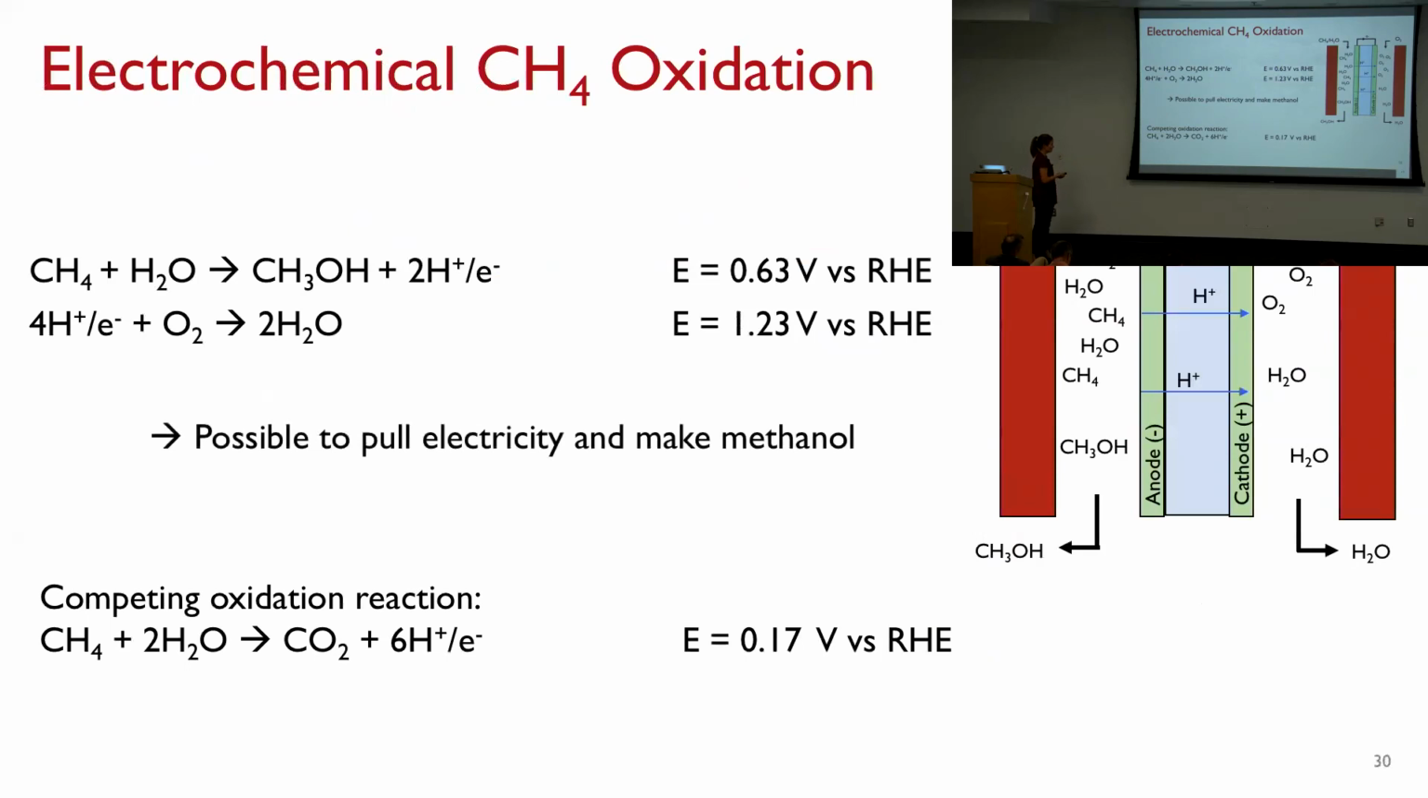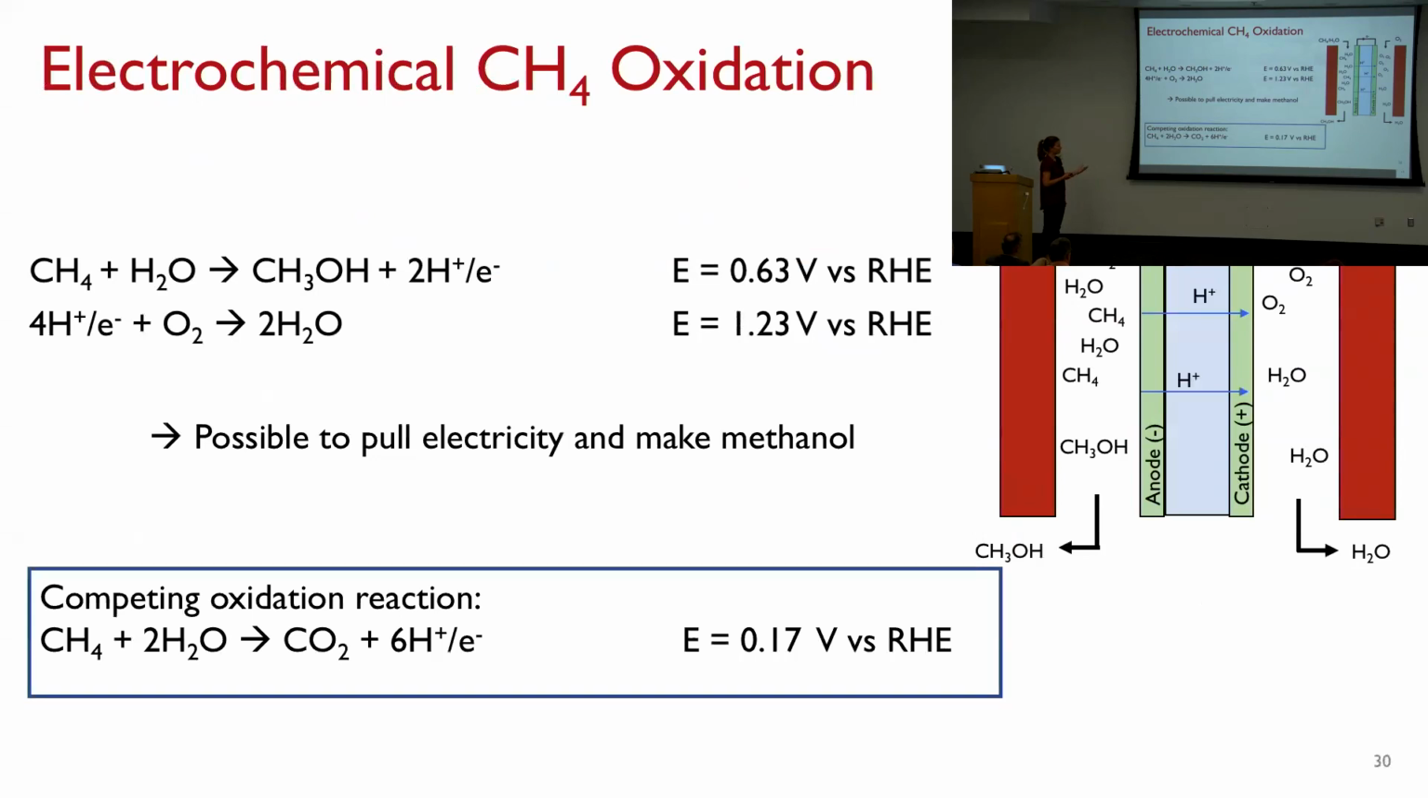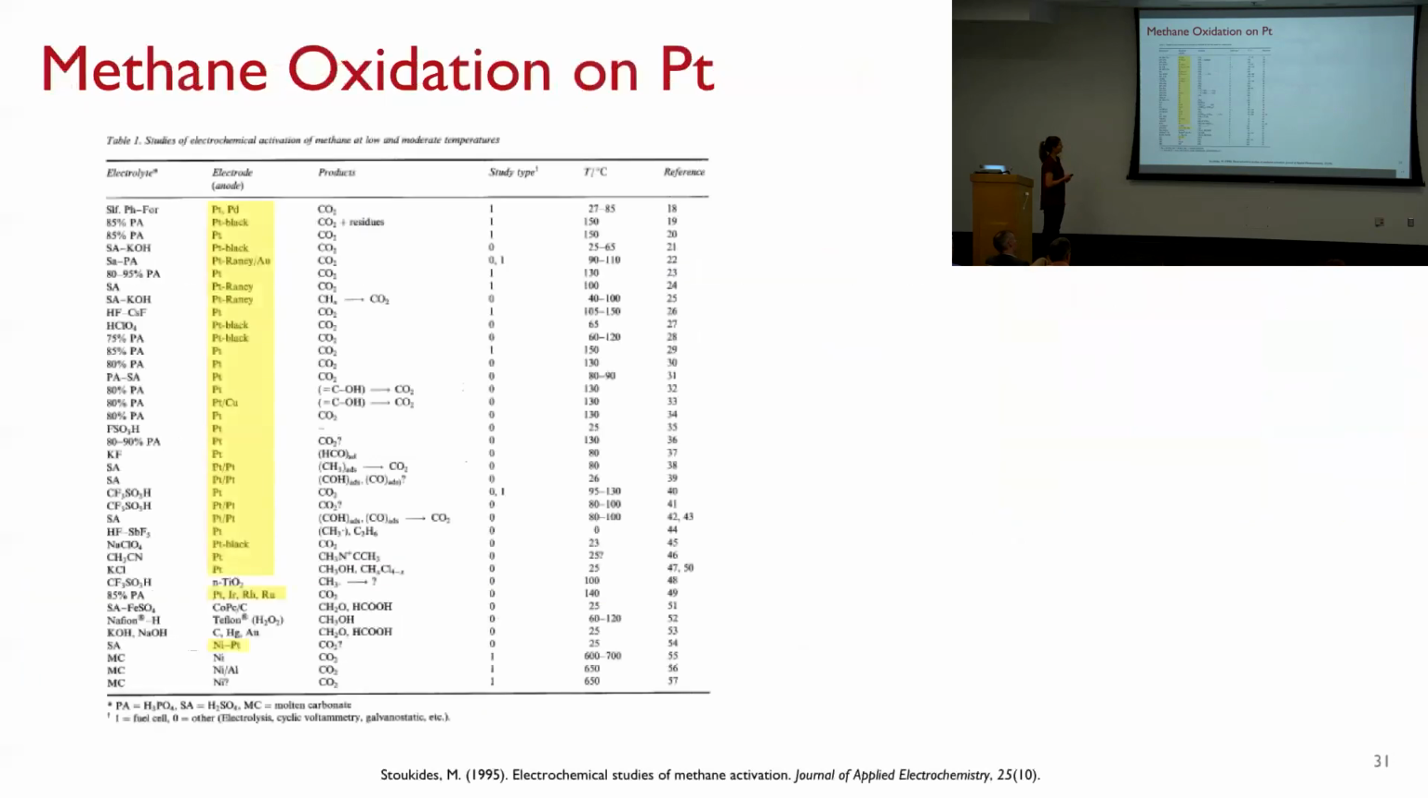Unfortunately, there's our old friend: methane going to CO2 is a competing oxidation reaction that occurs at a lower potential of 0.17 volts versus RHE. And actually, the interesting thing is that this reaction has not been studied a whole lot, or it's not very well understood in the current experimental literature. But it would still be very valuable to have a system where you could convert methane to CO2 at room temperature and get electricity out of that system. And so for that reason, we moved to studying this more tractable system here.